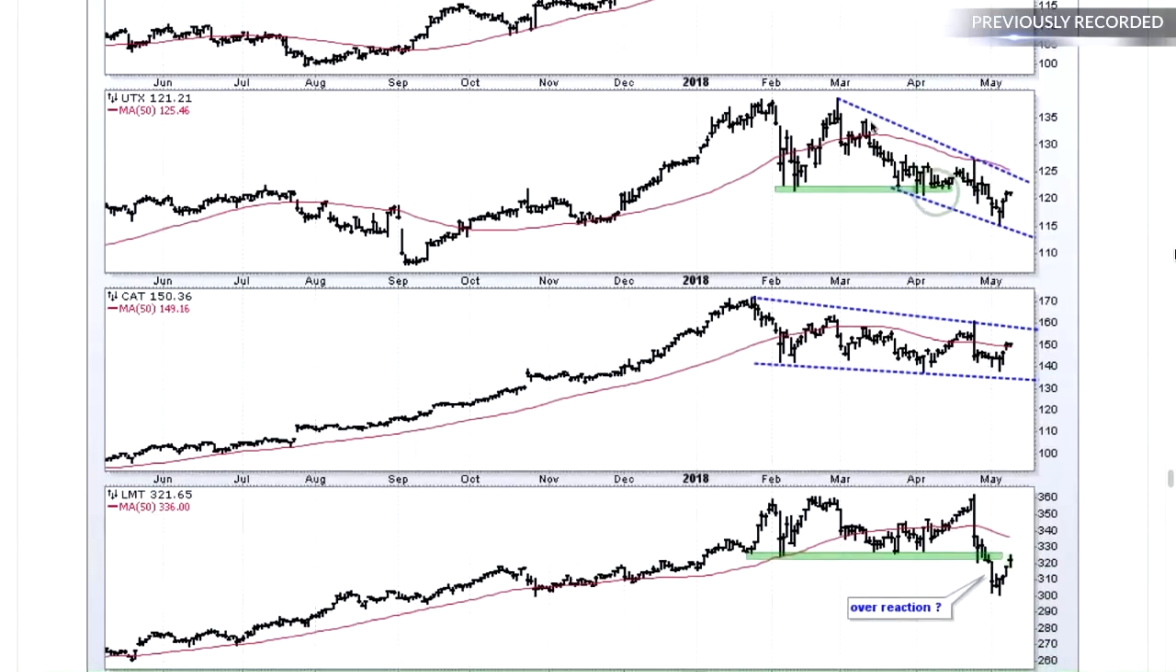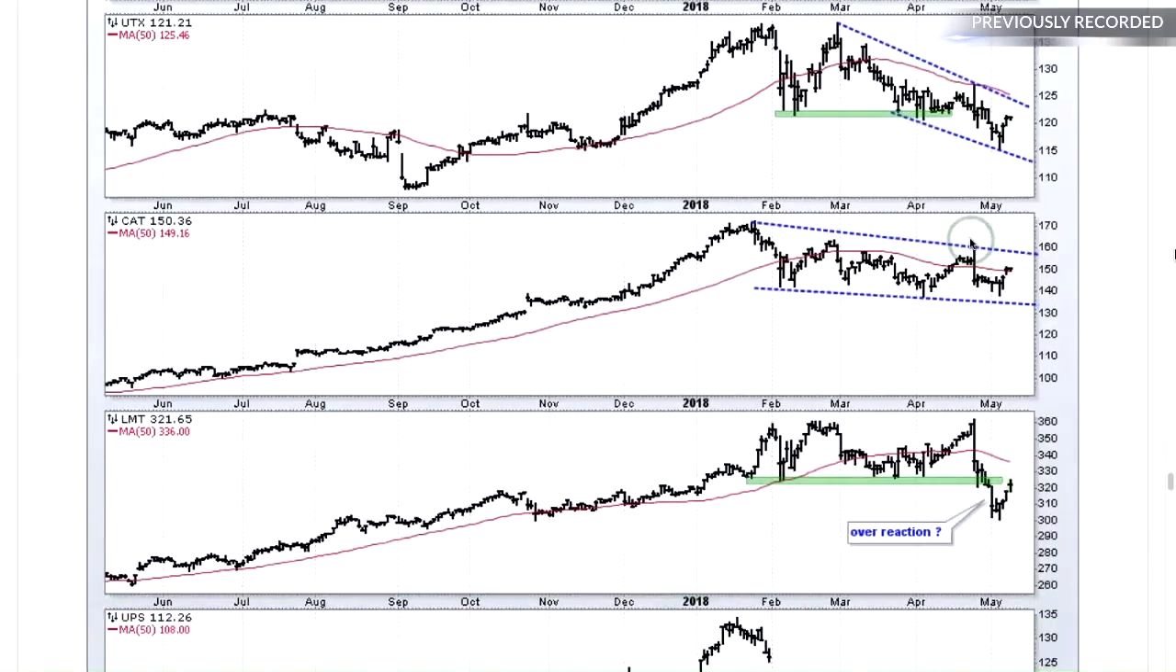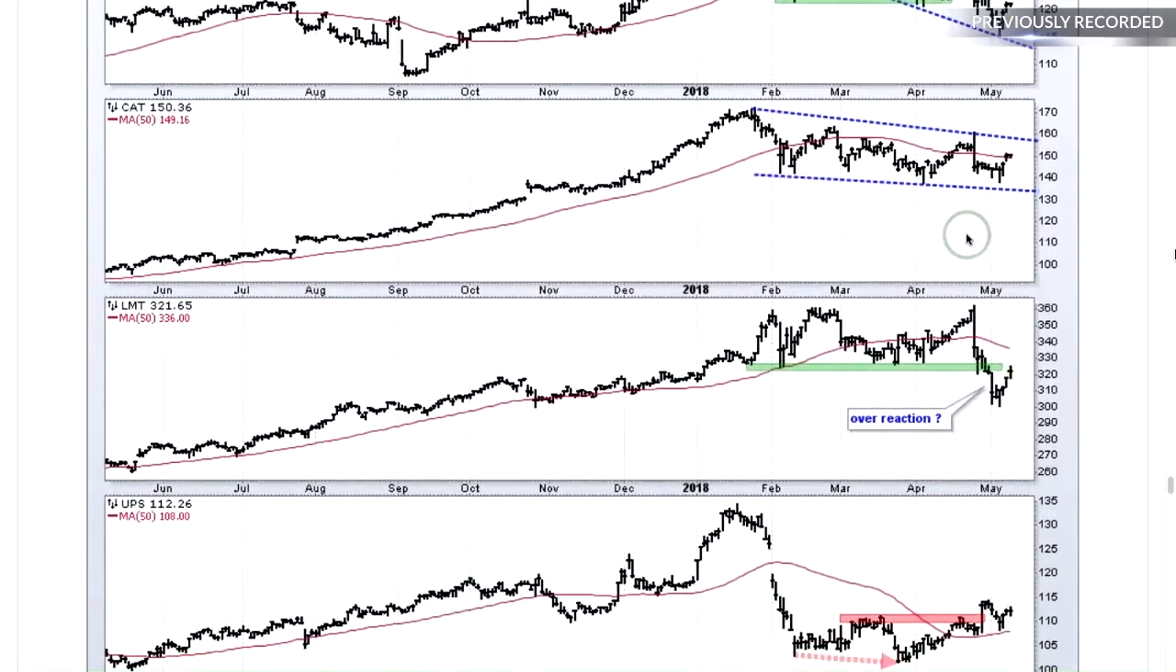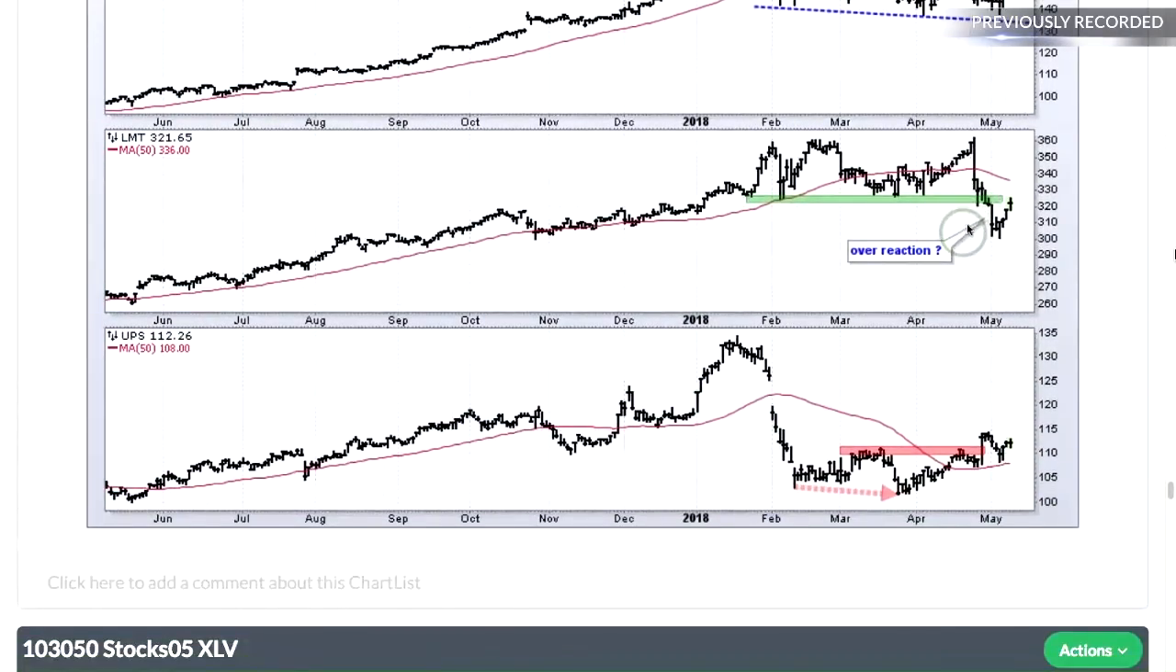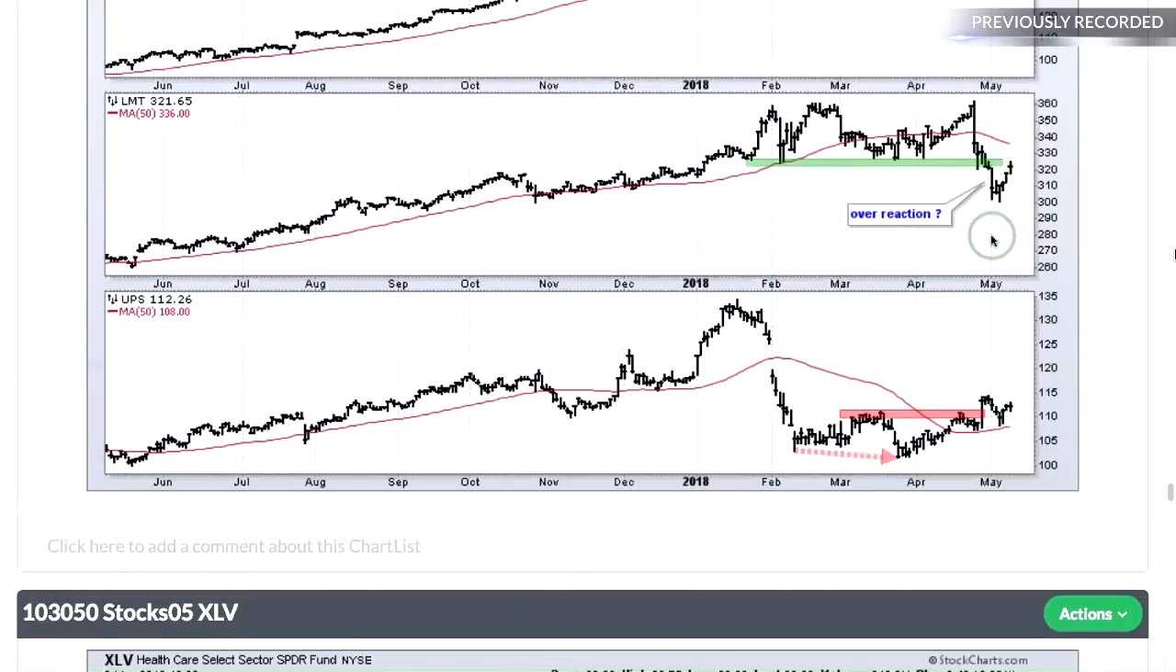We've got United Technologies breaking down. So it needs to clear that April high. So a lot of weakness in the industrial sector. And Lockheed Martin, I think this is maybe an overshoot because now it's rebounding here because this is just a bit too much for a defense stock that has been leading.